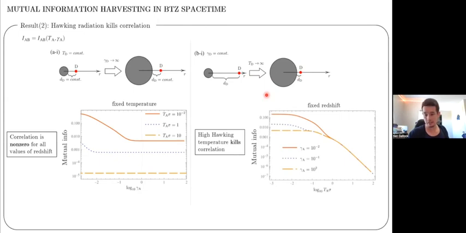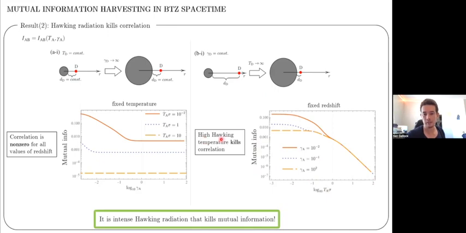So in this case, we also plotted the mutual information as a function of the local temperature of detector A. And you can see from this figure that as the temperature increases, the mutual information dies exponentially. Okay? So we concluded that it is extreme Hawking temperature that actually kills the mutual information.